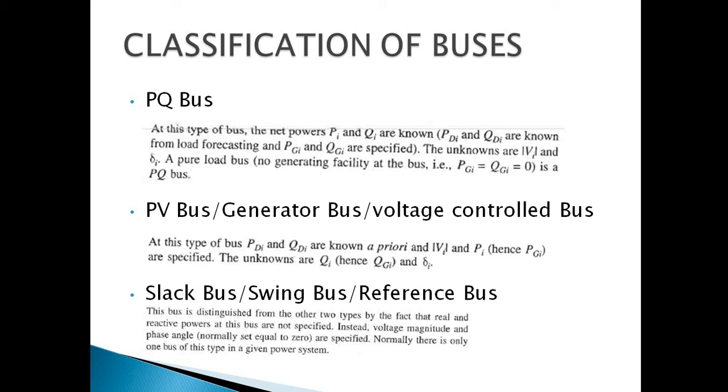So here also, one bus is taken as the reference bus, or slack bus, or we term it as a swing bus. What is its property? The property is that the real and reactive power are not known. The voltage and the angle are known, and it is basically set to 1 pu voltage and an angle of 0 degrees.